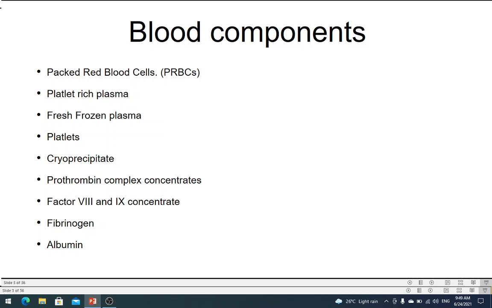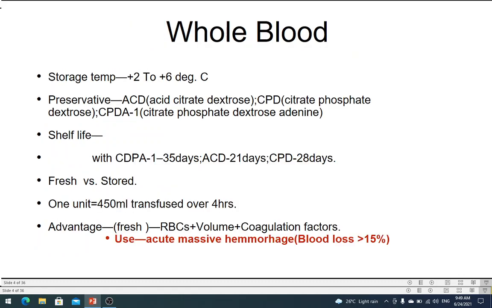So fresh frozen plasma, probably the greatest use is when you want all the clotting factors which are present in fresh frozen plasma. Then you have cryoprecipitate. Like that, a whole lot of things are there. We'll go into each of these individually. So we'll start with whole blood.